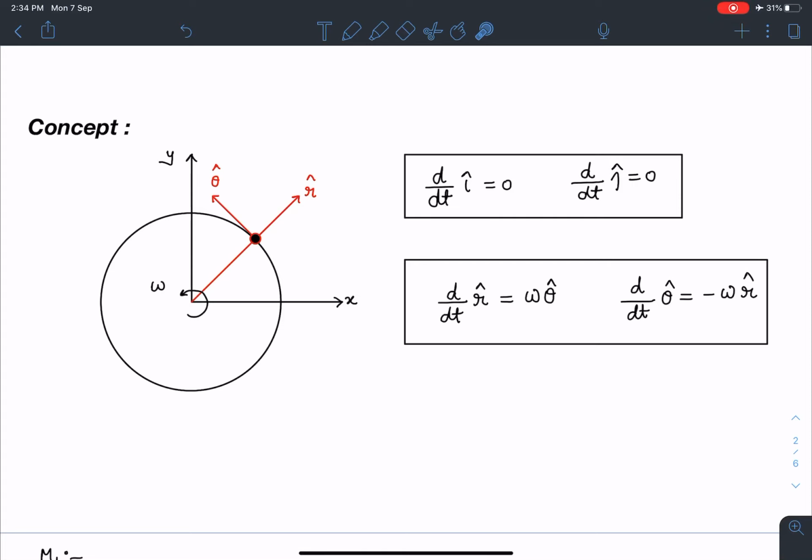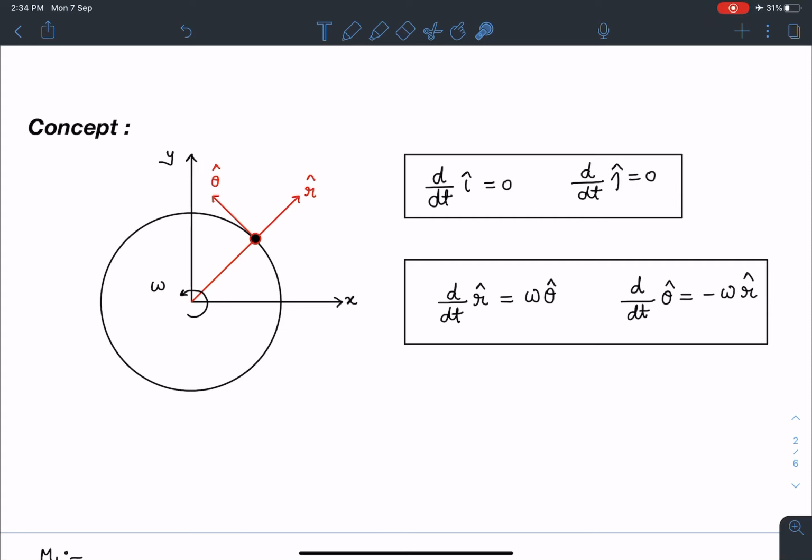Here the concept part is in the polar coordinate system: the standard i cap, j cap is given, and this is r cap, theta cap. R cap, theta cap are the unit vectors in polar coordinates, and they are changing with time. They are not constant unit vectors like our i cap and j cap. About r cap, theta cap, I have discussed in previous videos also. If somebody is interested, they can click on the I button, or check the link in the description.